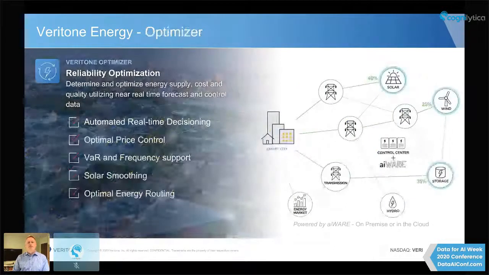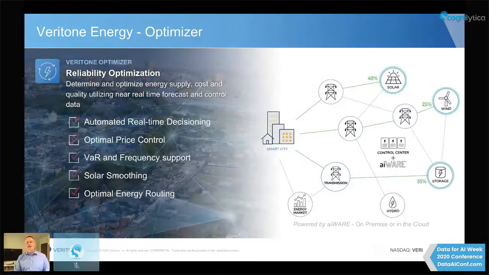The next one is our optimizer. This is the cool one. So once you're able to forecast, once you're able to control, once you're able to synchronize, then you can deploy optimization strategies. And we can optimize the grid for what I call energy quality, which is VAR control, frequency regulation, and solar smoothing, especially frequency regulation.